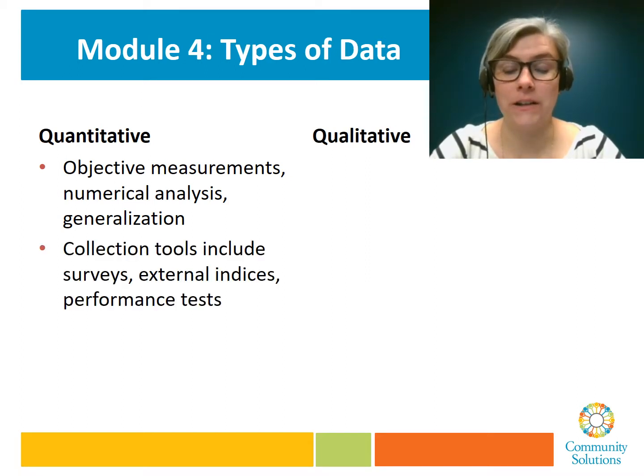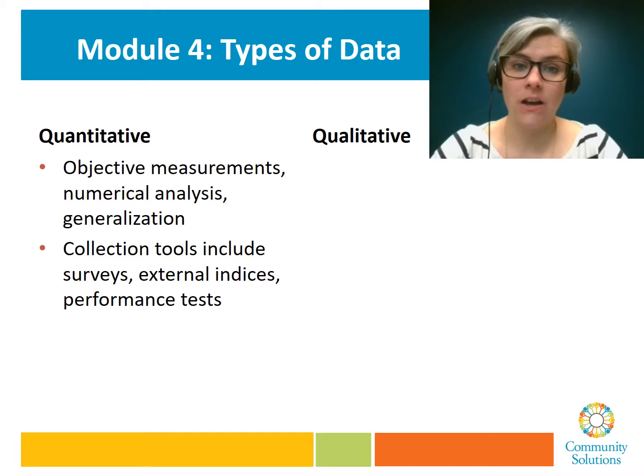Quantitative data can be collected from tools like surveys that you give to your participants or pulled from external indices or numbers like gross domestic product or GDP, things that are calculated for entire countries, like figures from the census or the National Bureau of Statistics, or performance tests that you give before and after a particular intervention.